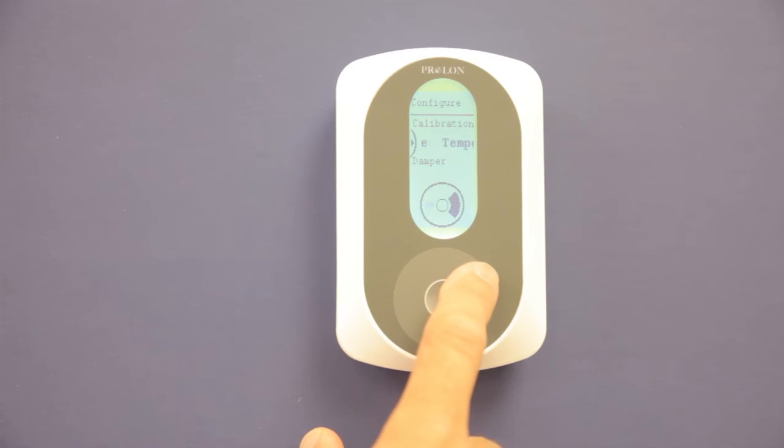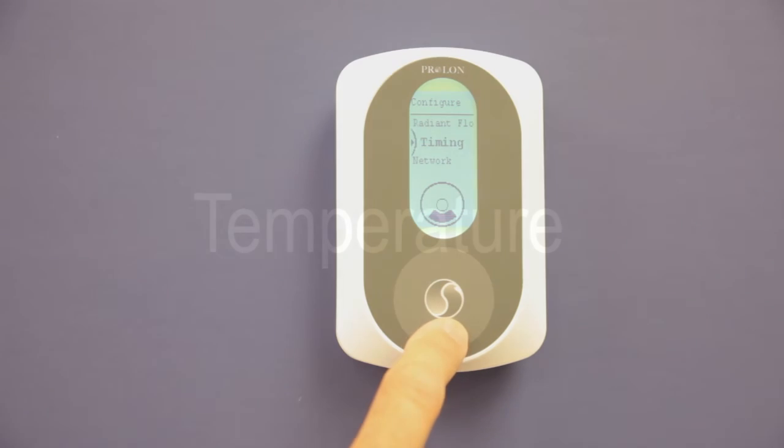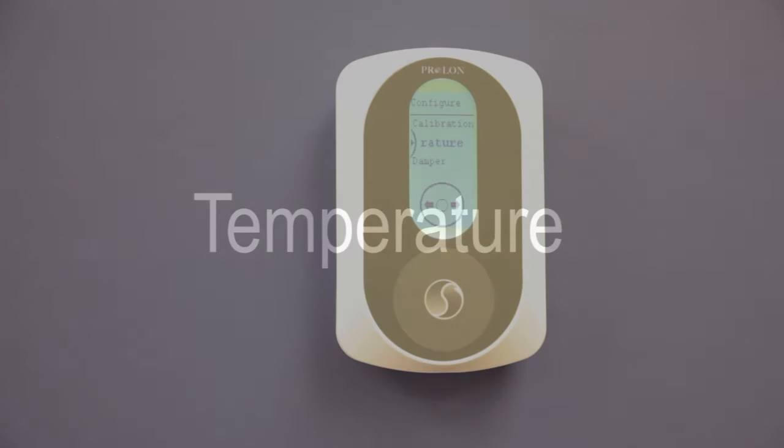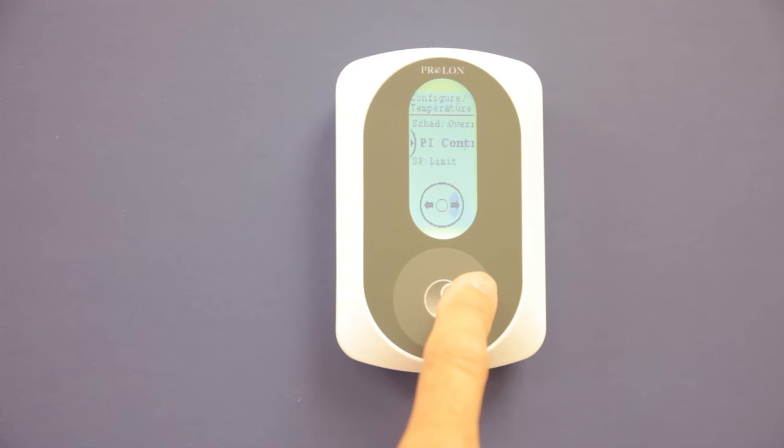Many configuration submenus are available here, among them temperature, damper, pressure, and outputs. Let's start with the temperature. The first submenu, PI control, allows the user to adjust the proportional band, the integration constants, as well as the deadband between heating and cooling modes.